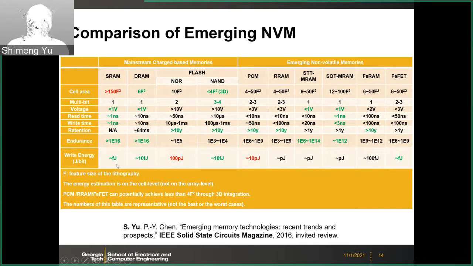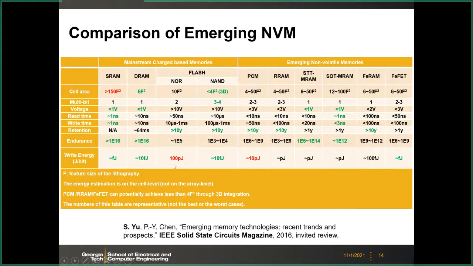So SRAM is very small. You rely on the charging and discharging of the parasitic cap of your storage node, like femtojoule. And DRAM, you rely on the external cap at a vertical, like a 3D cylinder stack capacitor. Then you need like tens of femtojoule to charge up that cap.